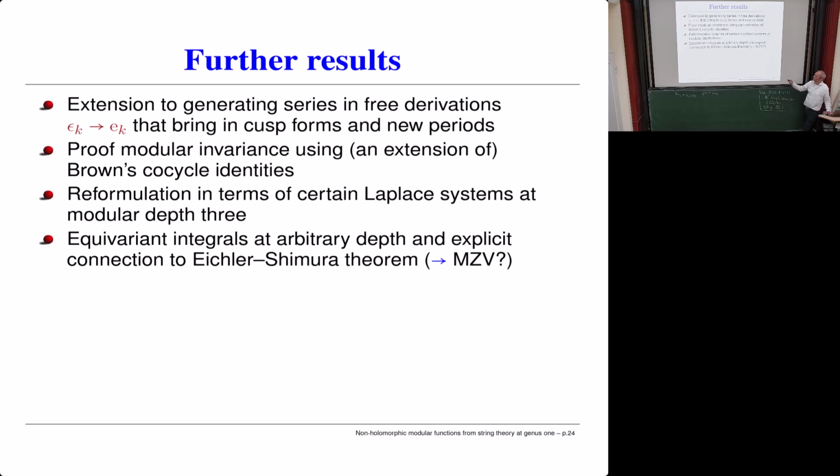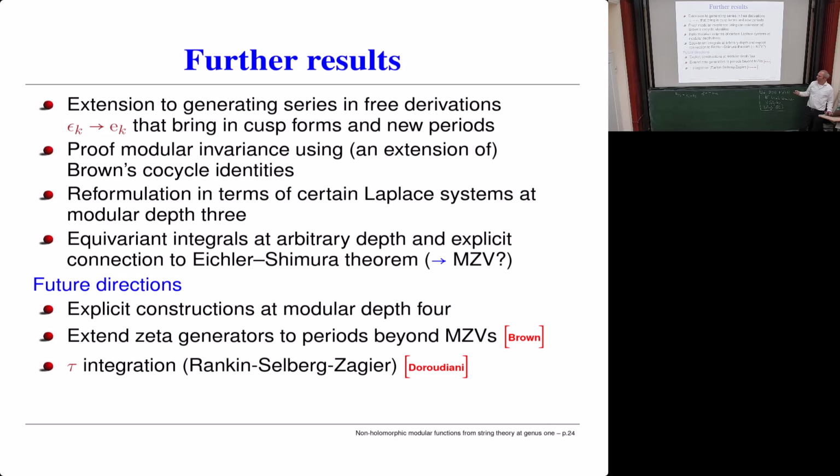We also have a reformulation of all this structure, not in terms of partial tau derivatives, so not in terms of Cauchy-Riemann equations, but in terms of Laplace equations. And we have a general construction of these equivariant iterated integrals at arbitrary modular depth, using the Eichler-Shimura theorem, but this does not tell us that the constants will have to be multiple zeta values. So we can just show abstractly that there has to be a modular completion, but what the constants are is not fixed by that. So these are other things that, if you're interested in, you can talk to me about or read the paper.